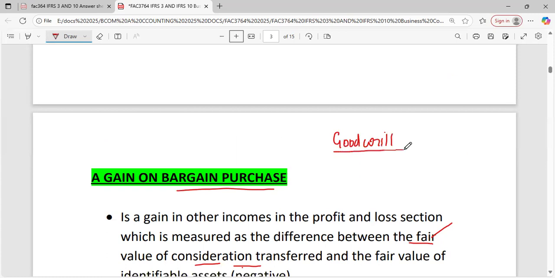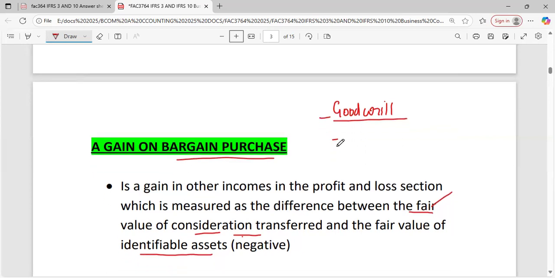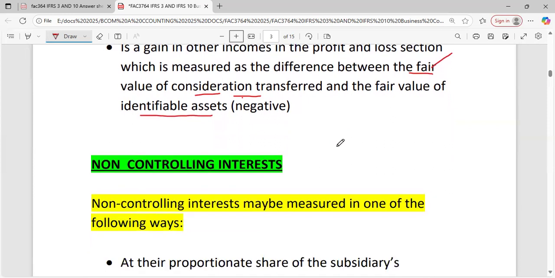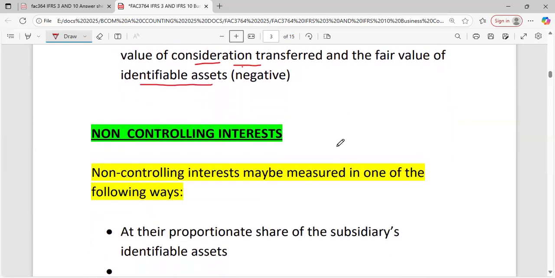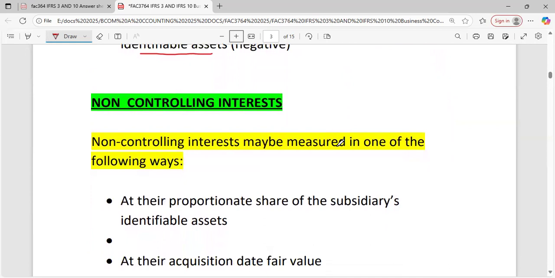I think we will see there's a question where we are going to do the calculation for goodwill, or they can just say calculate gain on bargain purchase. We're going to see it when we do a question, but for now, let's go through the terms. Right. Non-controlling interest.